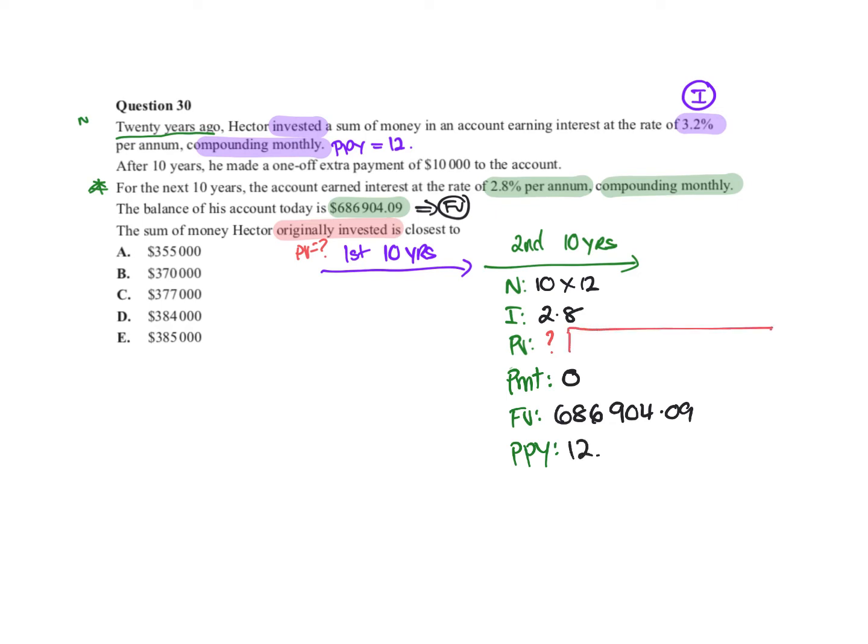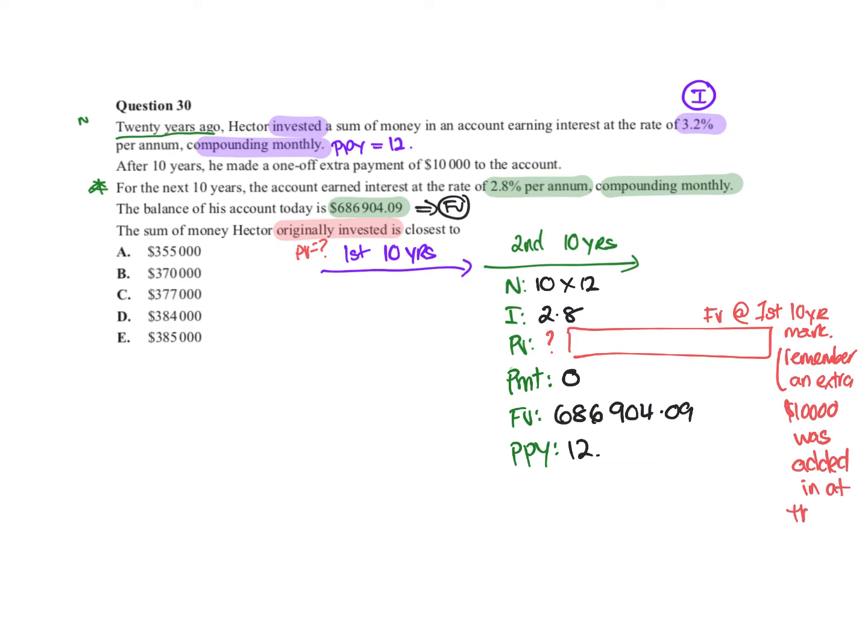When we go back, we're going to find the final value at the first 10-year mark. And we also have to remember that an extra 10,000 was added in at that point. All right, so let's do that on the Finance Solver.